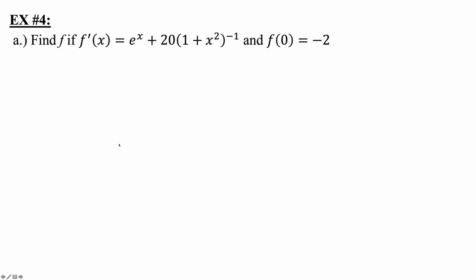All right, example 4. Let's try this one. Find f if f prime of x is equal to e to the x plus 20 times (1 plus x squared) to the negative 1 power, and f of 0 is equal to negative 2.